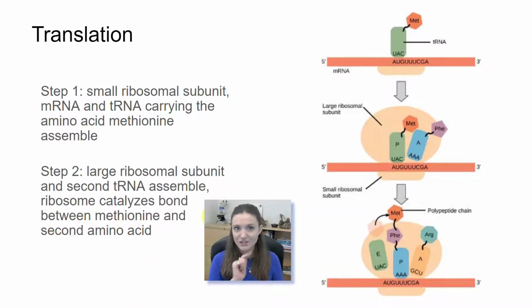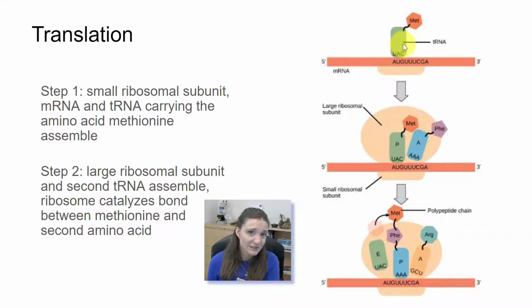All right, translation step 1. First thing that happens, our ribosome kind of looks like a hamburger bun, you could say. So we have two subunits to our ribosome. We have the big top bun and the smaller bottom bun. So first thing that happens is this lower bun, the smaller subunit of the ribosome, is going to connect to the RNA molecule.